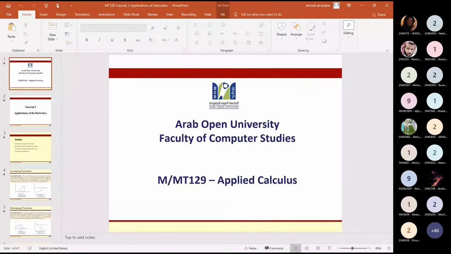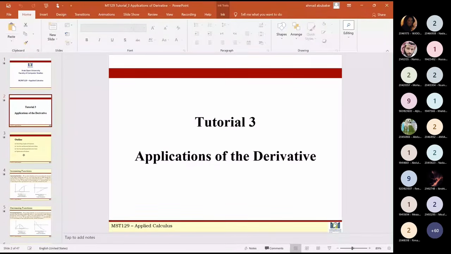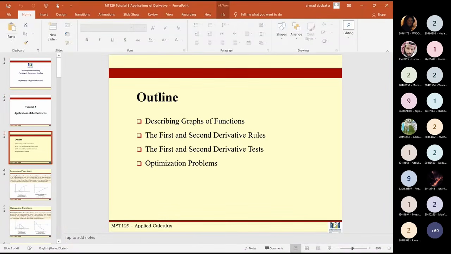Tutorial number 3 about the application of derivatives. In this chapter, we will start with how we can find the stationary point, how we can find the increase and decrease intervals, how we can find the local extrema, concavity intervals, and inflection points, and how we can sketch f of x, any function. Also, we use the second derivative test to find the local extrema, and we have some optimization problems, okay?